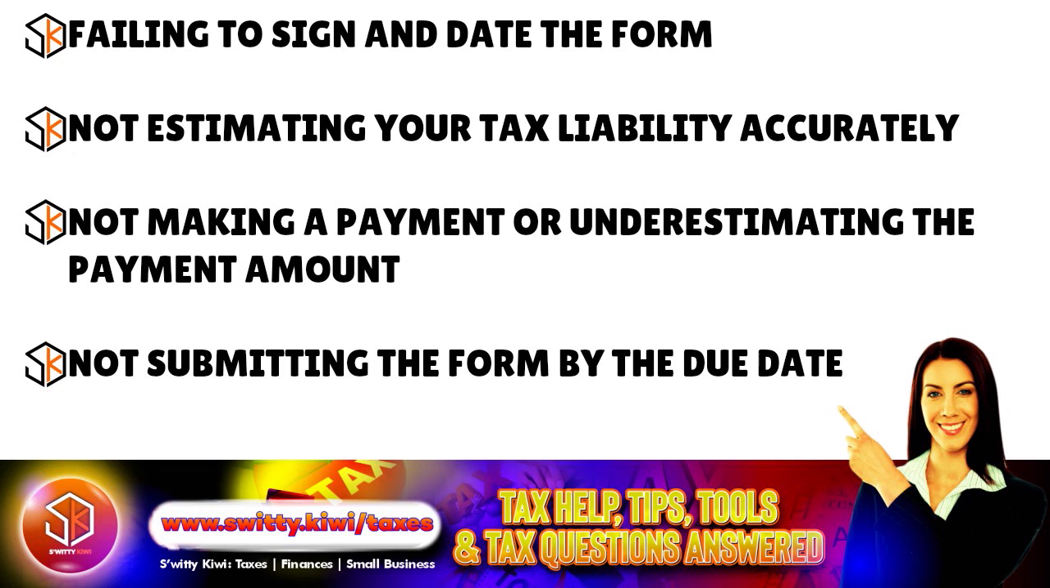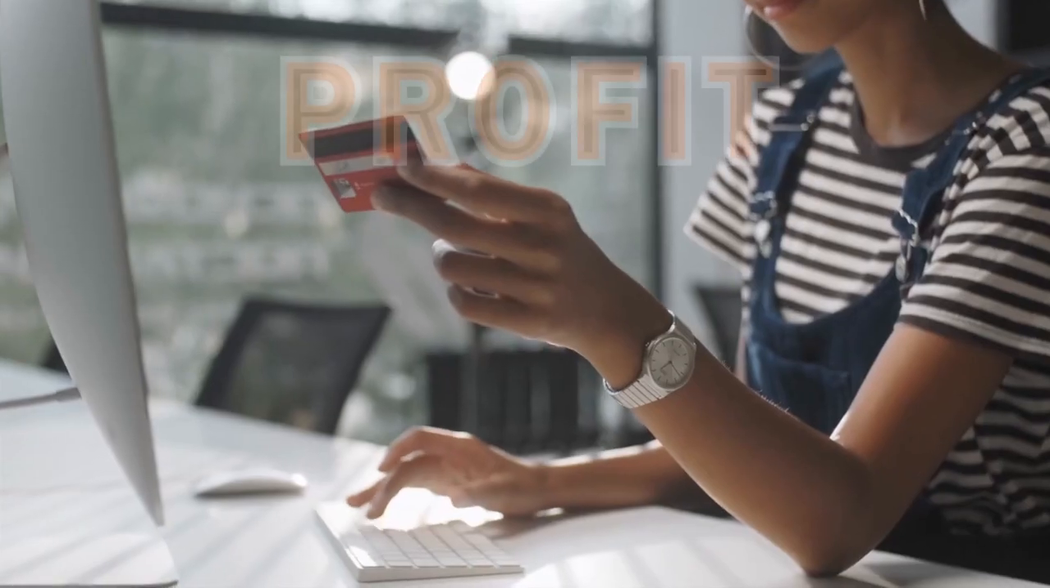It can be a CPA, it could be an EA, an enrolled agent. It can be anybody who has expertise when it comes to 1040 and Form 4868. Another mistake that you want to avoid when filing Form 4868 is not making a payment or underestimating the payment amount, and also not submitting the form by the due date. So remember, we're speaking here about April 15th. You want to make sure that the form goes to the IRS way before that, or at least by that date.